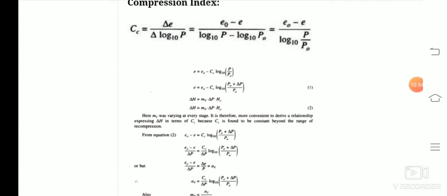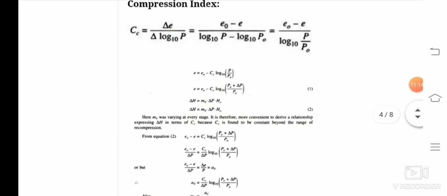So from this value of coefficient of volume change, we can derive the formula for settlement of the soil, that is, change in volume of the sample, delta H by H naught, is the change in volume of the sample per unit increase in pressure, that is 1 by delta P. It is given by mv. So here we can easily write that delta H equals mv into delta P into H naught.